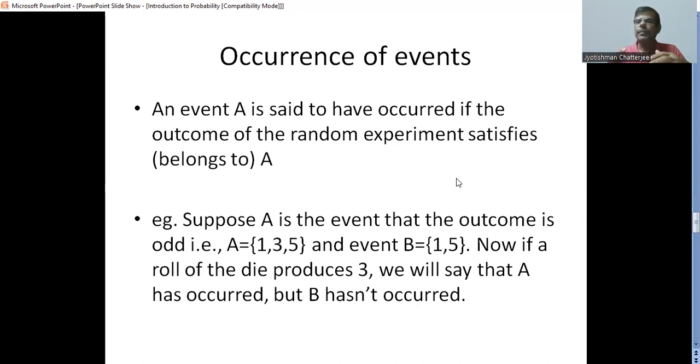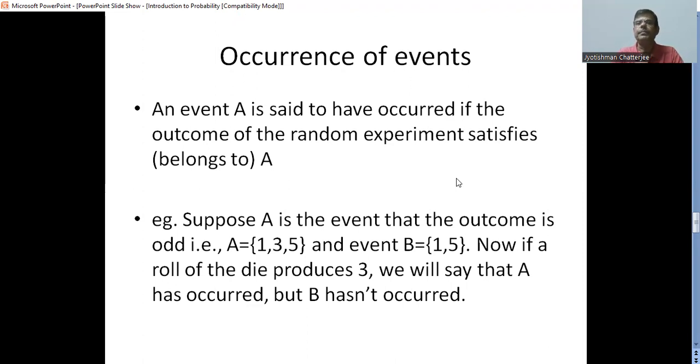We have understood what sample space is, the set of all possible outcomes. We have also understood what an event is: any subset of sample space is an event. Now, when do we say that an event has occurred? An event A is said to have occurred if the outcome of the random experiment satisfies the event.